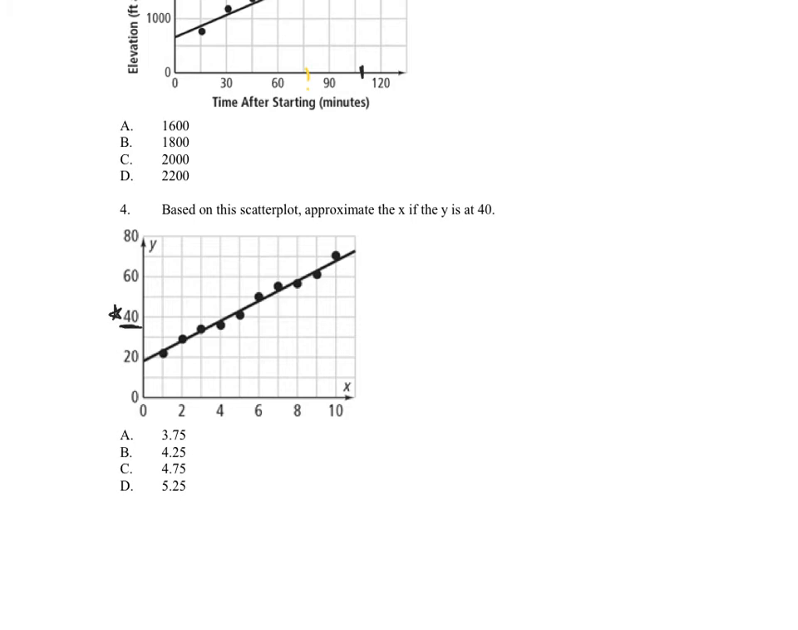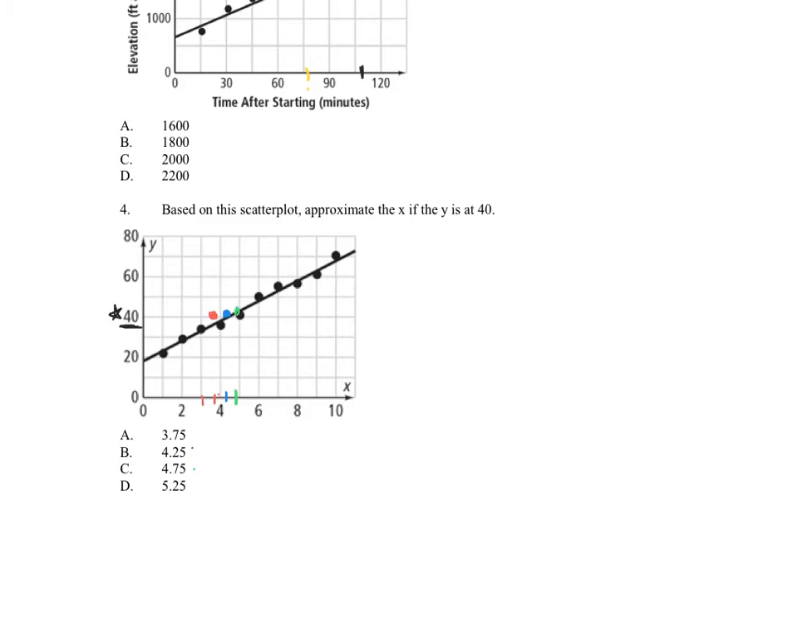So our answer choices are A, 3.75. Let's see. So here's 3. So 3.75 is a little bit past halfway to 4. So I'm going to track all the way up until I get to 40, and my dot would be about right there. 4.25, so about right here, a little bit closer to 4. Track that all the way up to 40. And then 4.75, so closer to 5. And all the way up to 40.